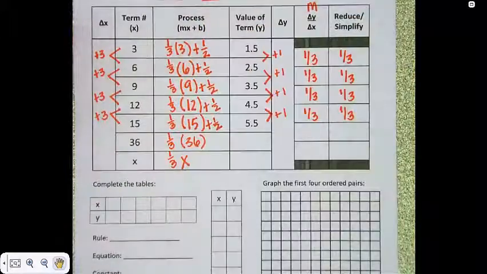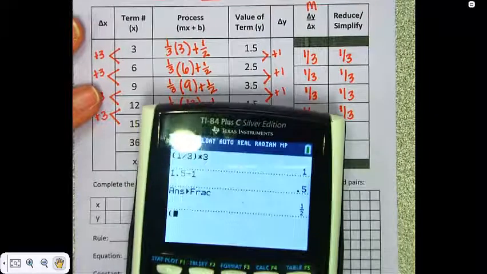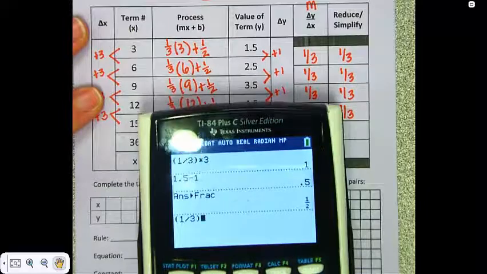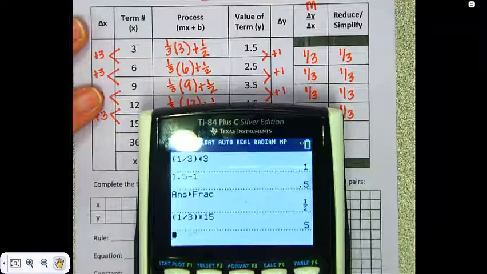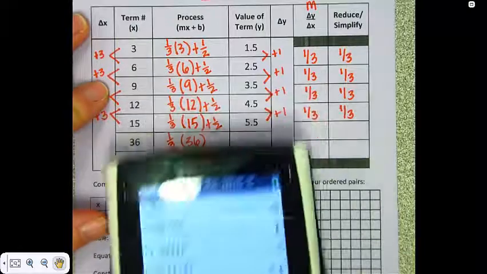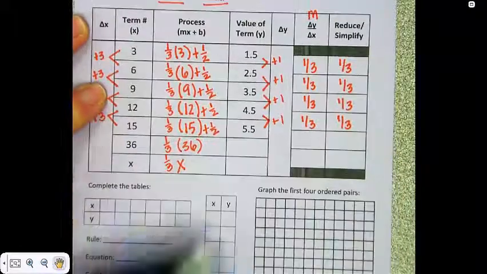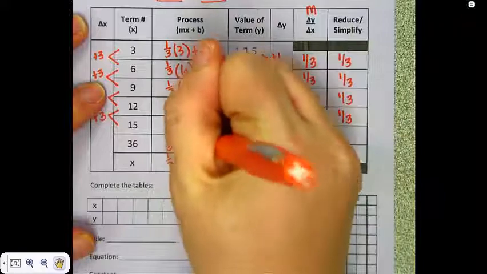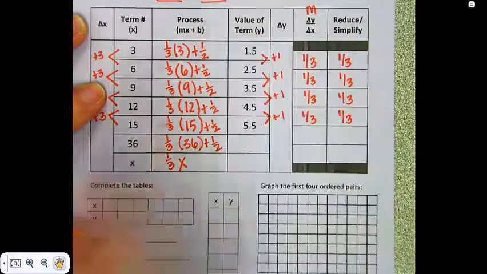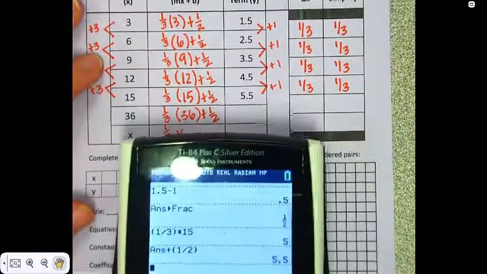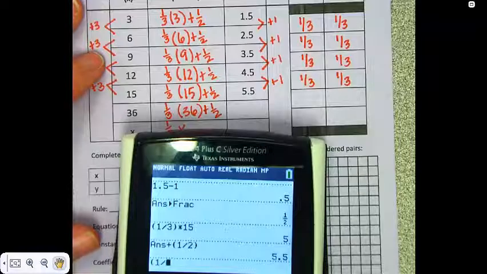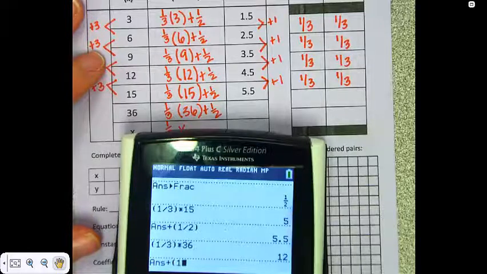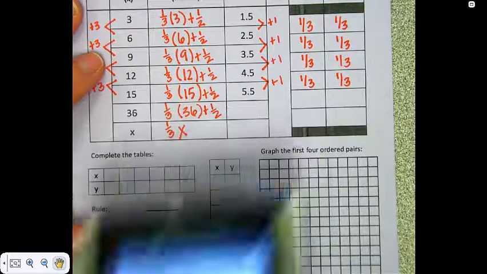Let's see if that works for 15. We'll do 1/3 times 15 plus 1/2. And I get 5.5, and that's what my output is here, 5.5, so that I know I'm right. So in order to find the 36th term, I'm going to do 1/3 times 36, and then add 1/2. And I get 12.5.